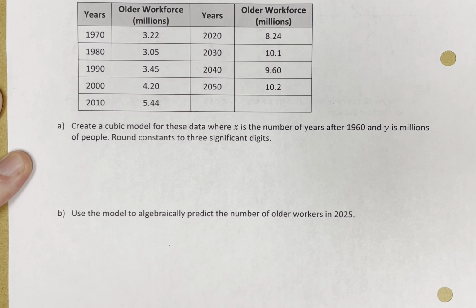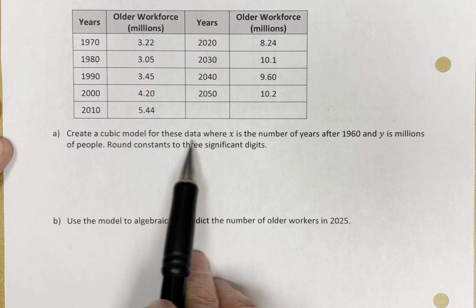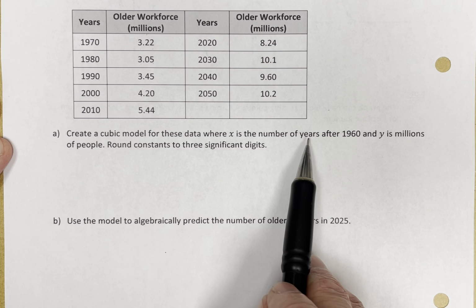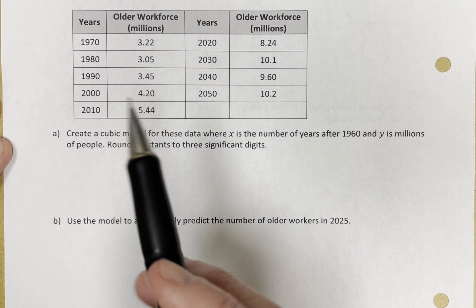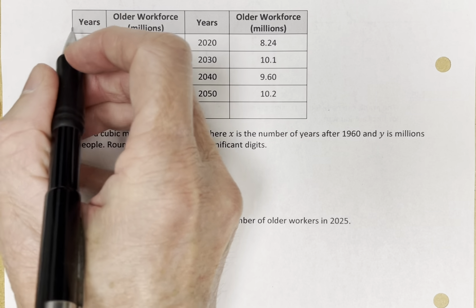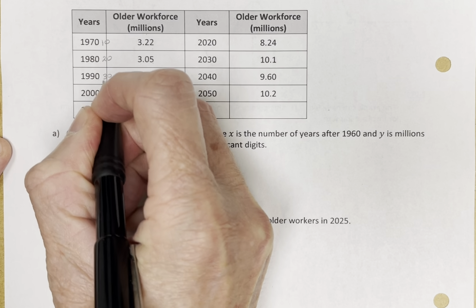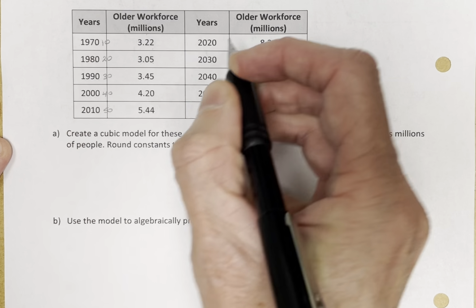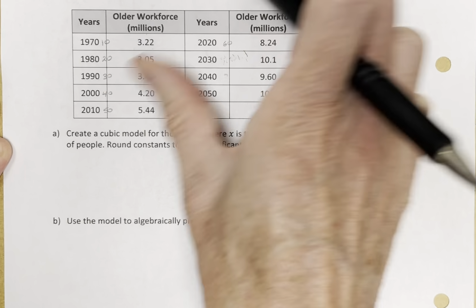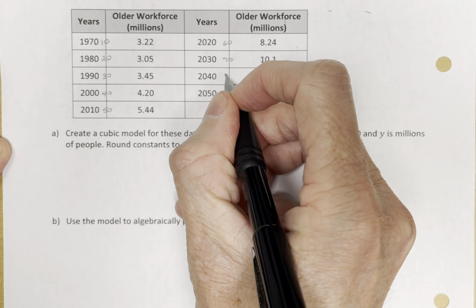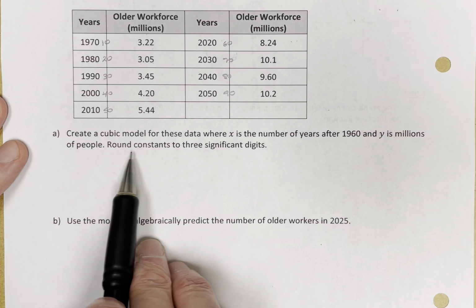Okay, first question. Let me keep my table there visible for you. Let's create a cubic model for these data, where x is the number of years after 1960 and y is millions of people. So this is going to be 10 years after 1960. This is going to be 20, 30, 40, 50, 60, 70. Whoops, I didn't mean to write 700. I meant to write 70, 80, and 90.